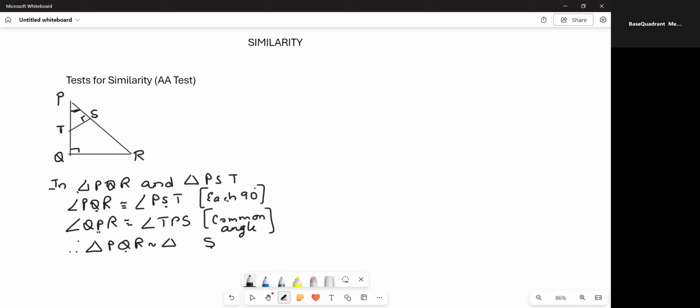Or you can check the vertex here. Vertex P corresponds with vertex P. So letter P comes first, because in the first triangle, P is first, and in the second triangle also P comes first. So P corresponds with P and Q corresponds with S. The remaining letter is T. So triangle PQR is similar to triangle PST by AA test, angle-angle test. Okay.